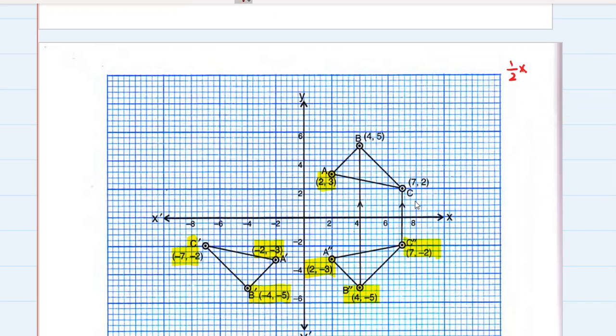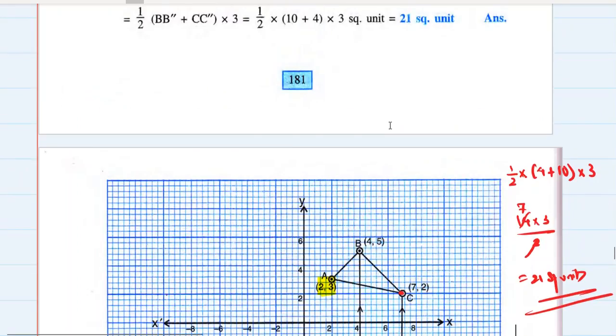So while calculating the sum of the parallel sides, I did not see that there is 2 over here and there is -2. What is the distance between 2 and -2? 4. And what is the distance between 5 and -5? 10. Multiplied by, what is the distance between 4 and 7? 3. So this will be 14 plus 14 multiplied by 3 divided by 2. So that is 21 square units. So I made a mistake in taking the measurements.